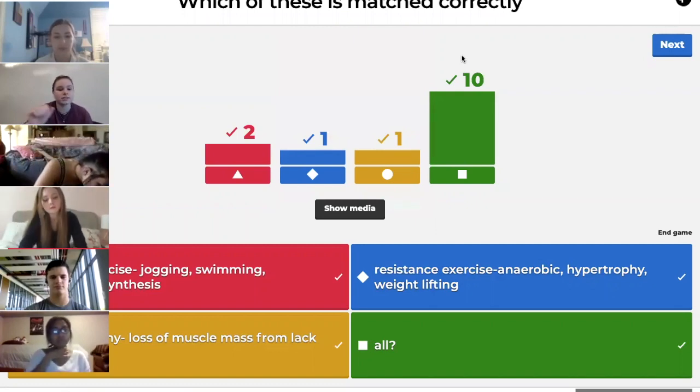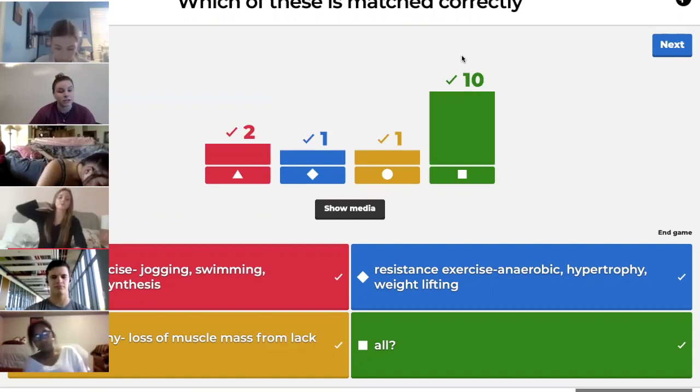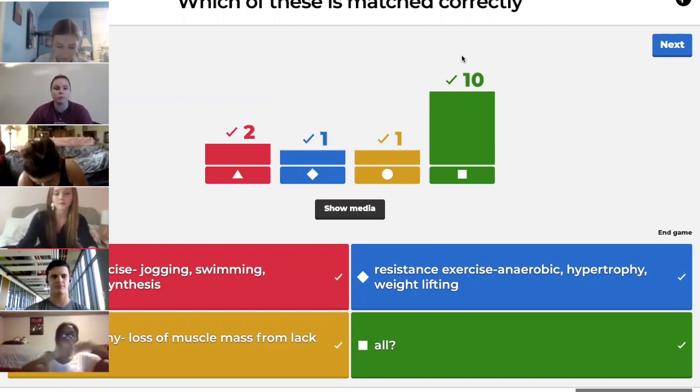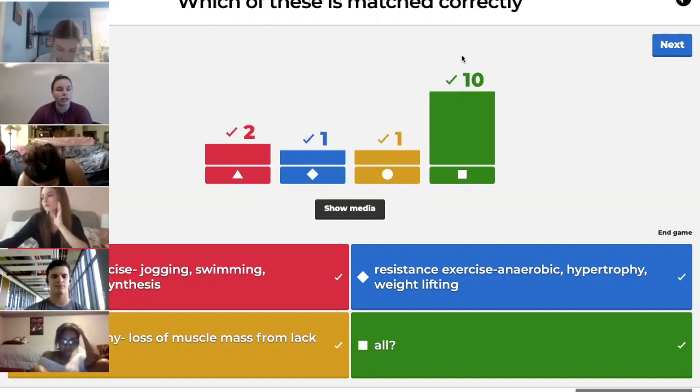Aerobic exercise like jogging and swimming is when myoglobin is being synthesized, because myoglobin is the oxygen carrier for muscles, just like hemoglobin is the oxygen carrier for blood. Disuse atrophy is when we lack usage, so people on bed rest or people that have trouble moving around or live a very sedentary life might have an atrophy of a muscle. Resistance exercise is anaerobic, usually short bursts of lots of power, and that ends up getting us hypertrophy. A lot of the time bodybuilders are hypertrophied. Their muscles are really, really big.